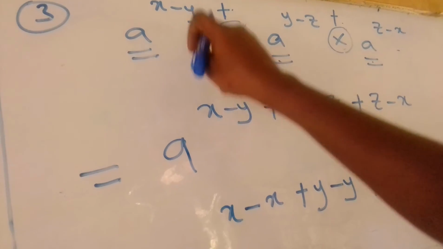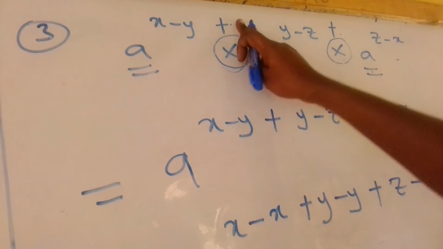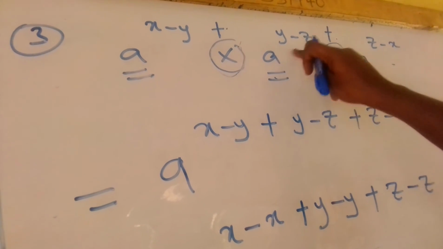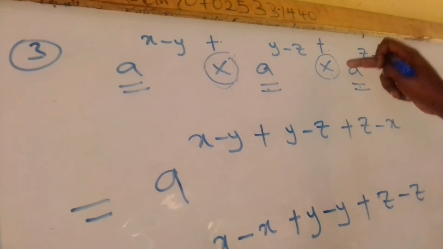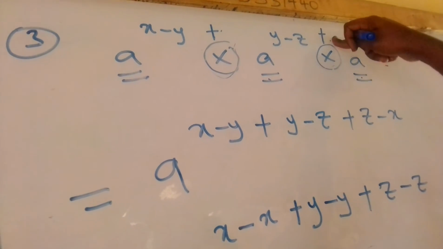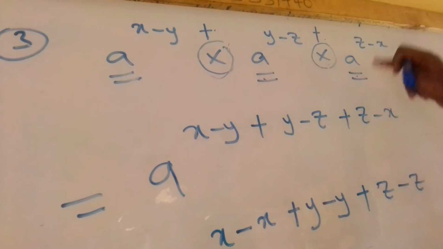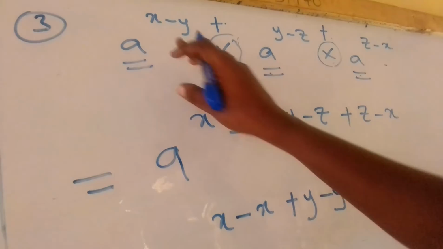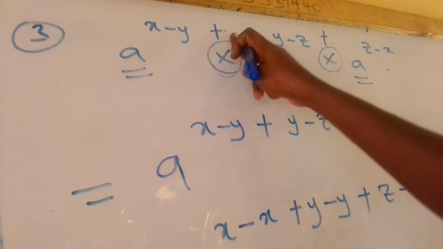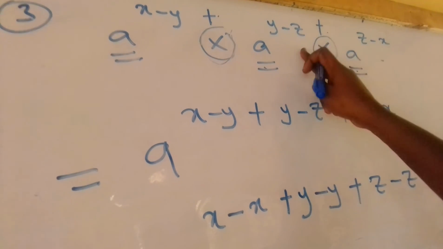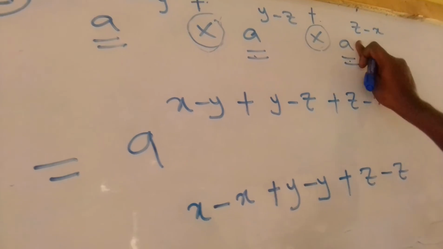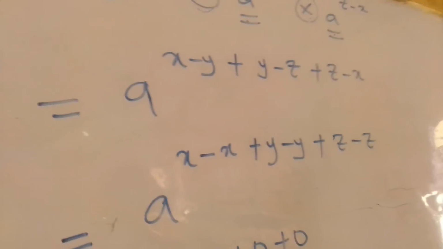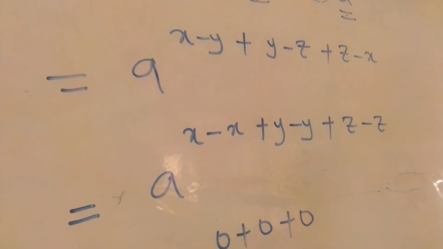A raised to the power x minus y, plus this times has changed to plus, a raised to the power y minus z, plus this times has changed to plus, a raised to the power z minus x. Then let us combine the powers together. The first power we see here is x minus y, the second power is y minus z, the third power is z minus x.